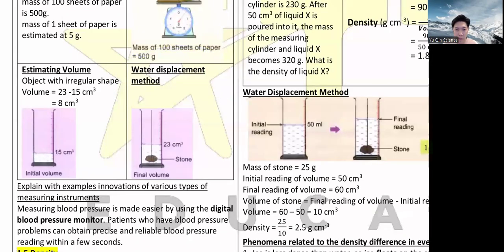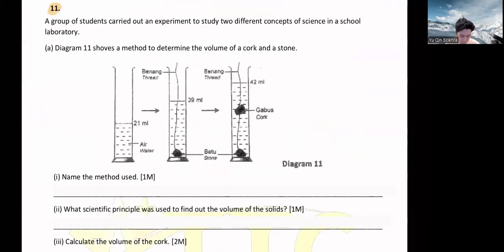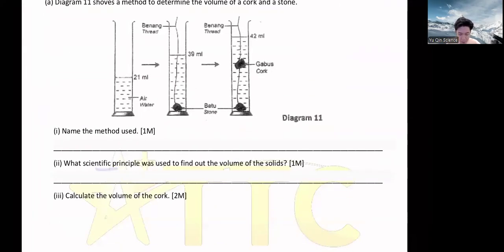Okay, all right, so next one. What is the scientific principle to find out the volume? So obviously this is not width times length times height, right? So what's the principle that we use here? The principle that we use here is when you put something in water, it will take up space. It will displace the water.